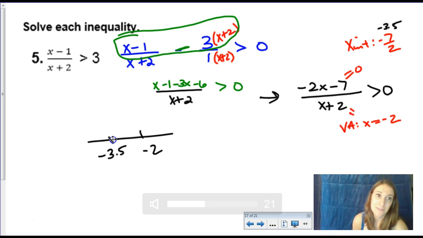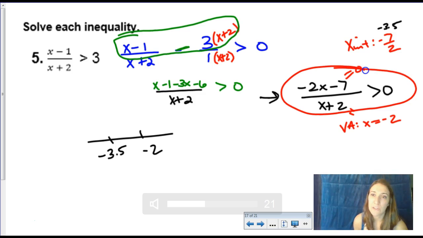All right. So greater than 0. I don't really know what this looks like, but I don't think it would be too tricky for me to plug in a few numbers. I'm probably going to plug them into this version of the problem, though. I'm going to plug in something really obvious over here, like -10. So -10 times 2 is -20, minus 7 is -27, so that's a positive number over -10 plus 2, which is something negative. So positive divided by negative is going to give me a negative solution here.